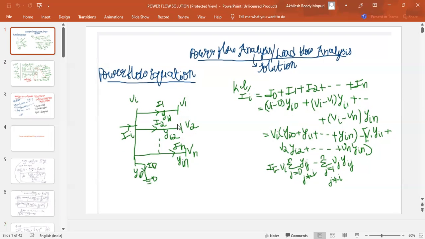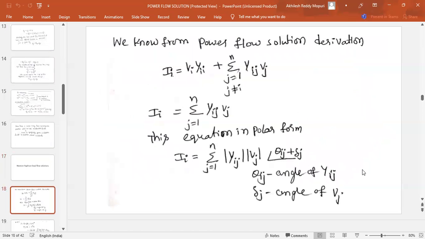So we can write this as Ii is equal to Vi Yii minus summation j equal to 1, j not equal to i to N, Vj Yij. From this derivation, I can write it as follows. Here there is j equal to 1 to N, j not equal to i. If j is equal to i, this term becomes Vi into Yii. So I can write this total expansion as summation j equal to 1 to N Yij into Vj.